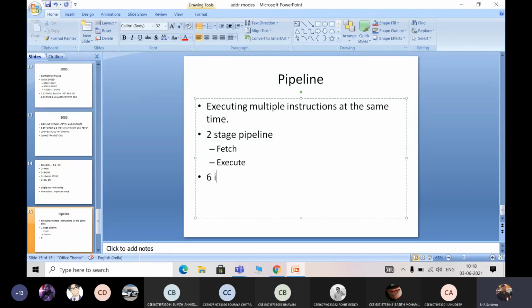Suppose you have 6 instructions. The first instruction will be fetched and will be in the fetch stage, and the second instruction will be fetched and that is also in the fetch stage. By the second instruction being in the fetch stage, the first instruction will move to the execute stage. Are you understanding what I am explaining?